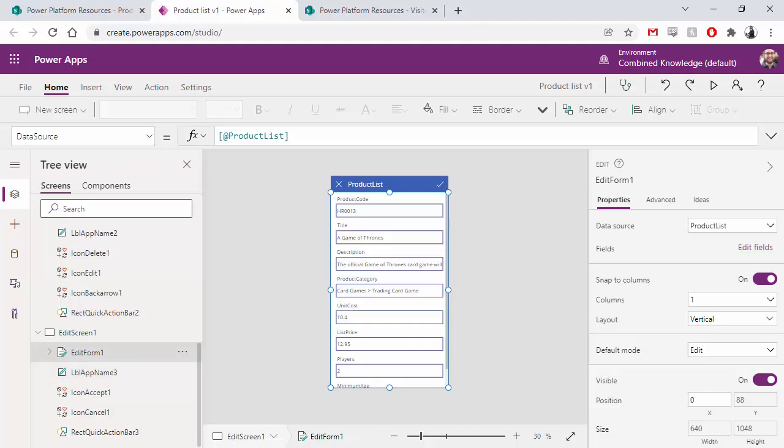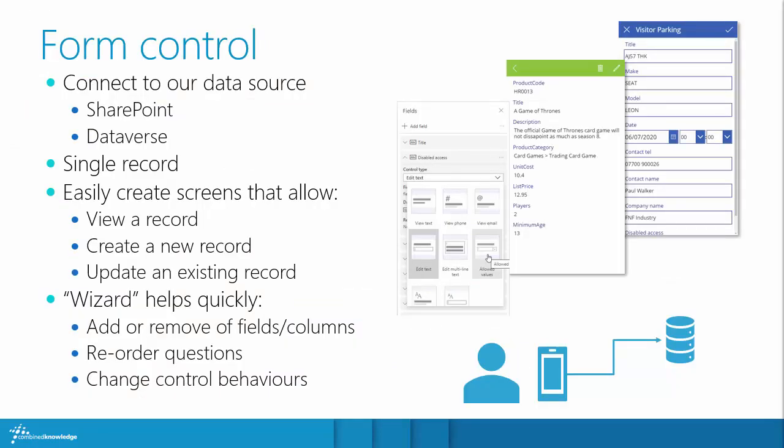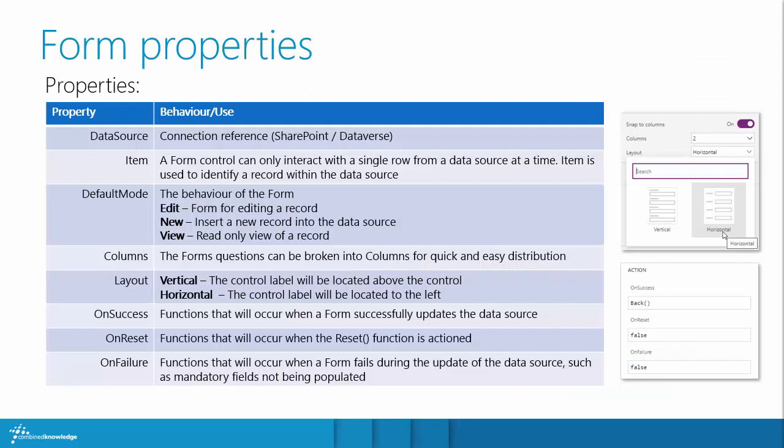Now this comes down to the form's properties. So the form's properties are quite important. Just like all our other controls, we have a series of properties that are shared amongst all of the controls, such as fill and visible, etc. But a lot of the controls have their own unique properties as well, and the form controls are no different here. So the form properties that we have that are of interest or of note at this point are data source, item, default mode, columns, layout, on success, on reset, and on failure.